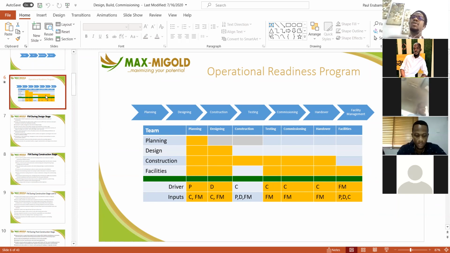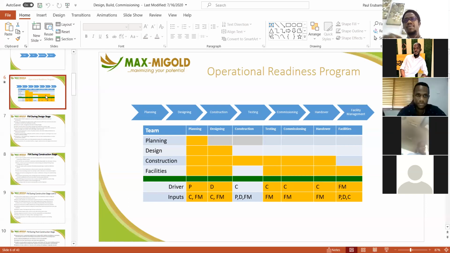But then transition happens during these three phases, and then you take over the facility, and you now become the driver. The planners, the designers, and the construction team now begin to have input, at least for the first few years, for the construction team and design team. For the design team, probably for the first 1 year, construction team, probably for another 1 year, 1.5 years. And then after that, they're out of the way. And then you just work with the planning team, which is the owner or the strategist for the organization, right?